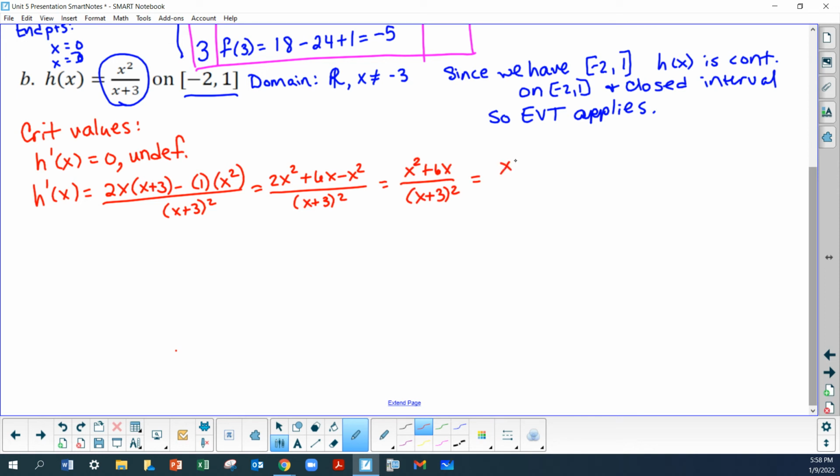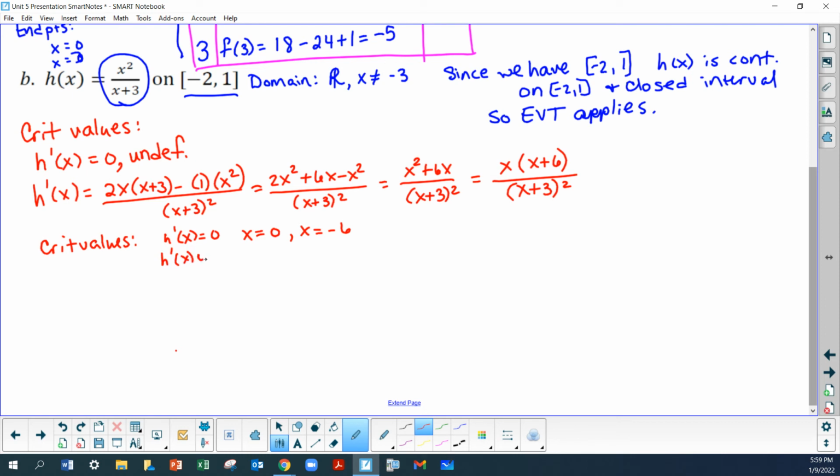Now we can factor out an x, and that'll leave us an x plus 6. See if you can identify our critical points. Hit pause and write them down. Our critical values. Well, there are 3 of them. When h prime of x equals 0, I'm picking up x equals 0 as well as x equals negative 6. That's coming from our numerator, isn't it?